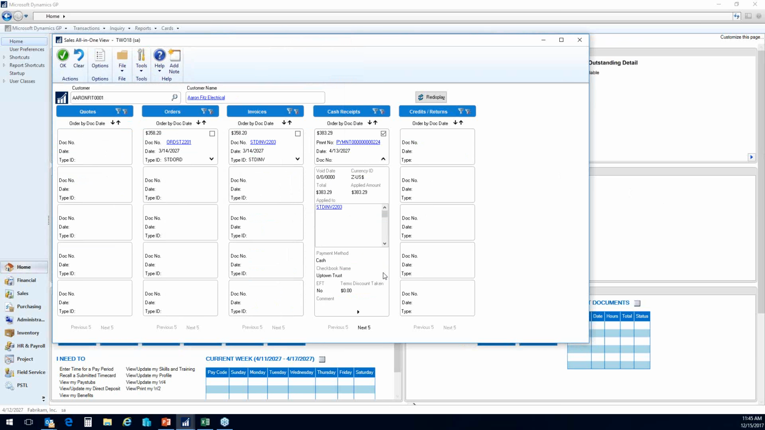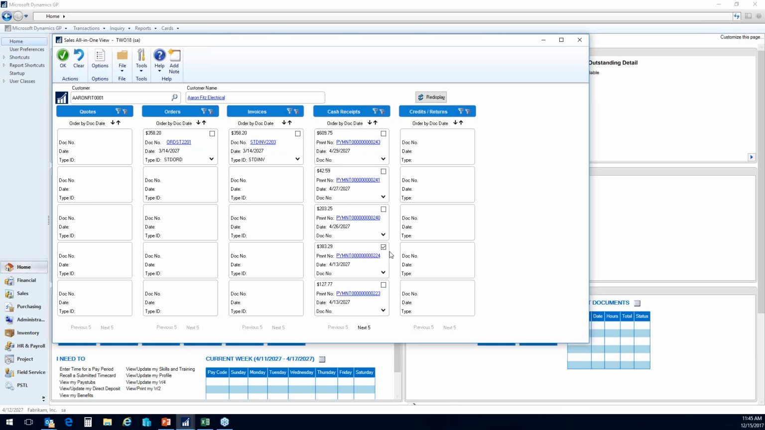Of course, I can take a peek with the down arrow here, and I can see a little bit of detail about that. The payment was cash, and it went into this Uptown Trust bank account. That's the one I started the reconciliation on. Of course, no discounts or anything like that. But when I tick that off, I can then look backwards and see, okay, this payment was for this invoice, and this invoice was for this order.